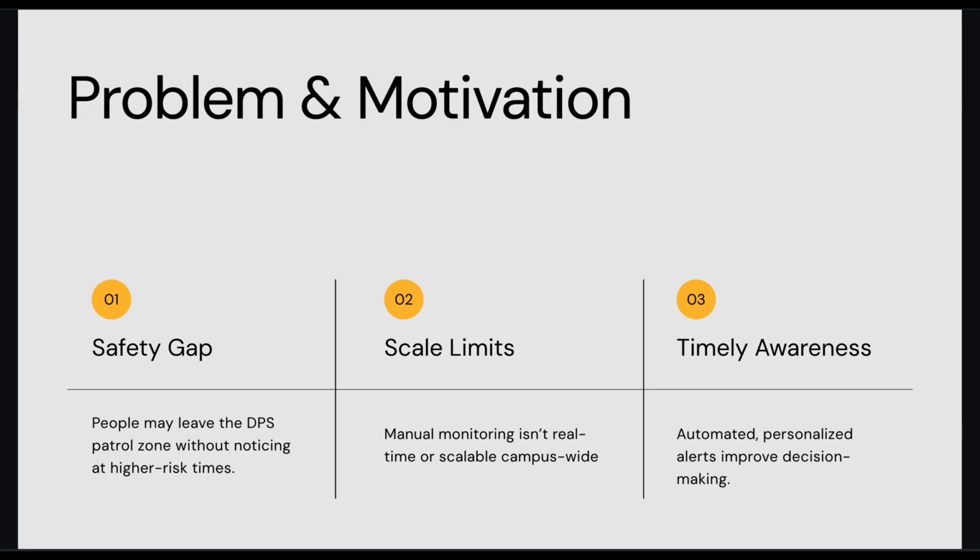See, the problem is simple. People can leave the patrol zone without noticing, especially at high risk times. Manual monitoring doesn't scale across campus or run 24 by 7. So we automate it: real time data plus personalized notifications to improve awareness.